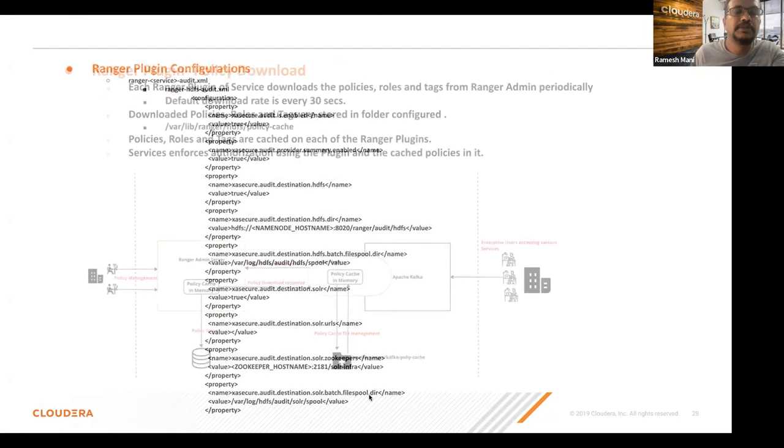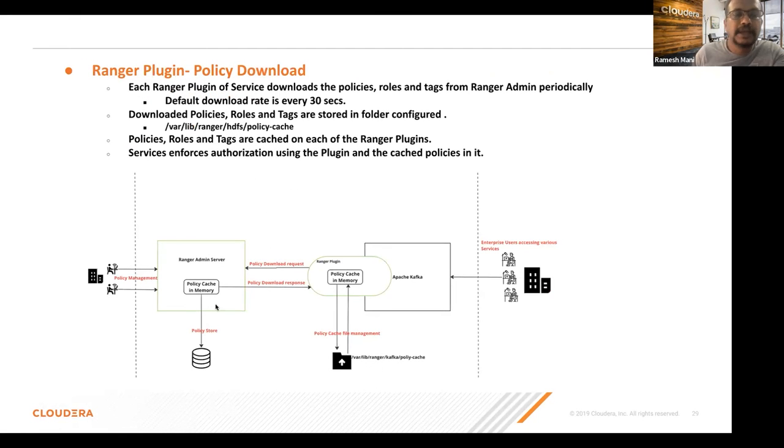So these configurations will show, and some more deep dive: what the plugin does is it downloads the policies from Ranger and keeps them in the cache. So whenever Ranger is down, it doesn't go unauthorized, because the policy cache is nothing but the policy of that plugin. It will still be authorized. You don't need to have Ranger up and running. Even if it is down, the plugin has its own cache of the policies, which keeps serving and keeps that authorization going.